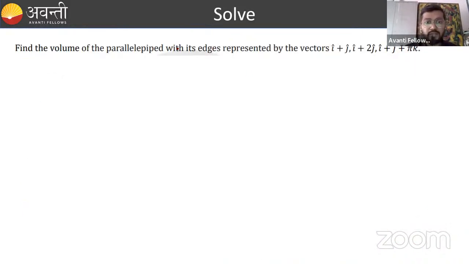Now find the volume of the parallelepiped where its edges are represented by these vectors. So here, simply, let's name this as A bar, let's name this as B bar, and let's name this as C bar. What we have to do is find this scalar triple product.